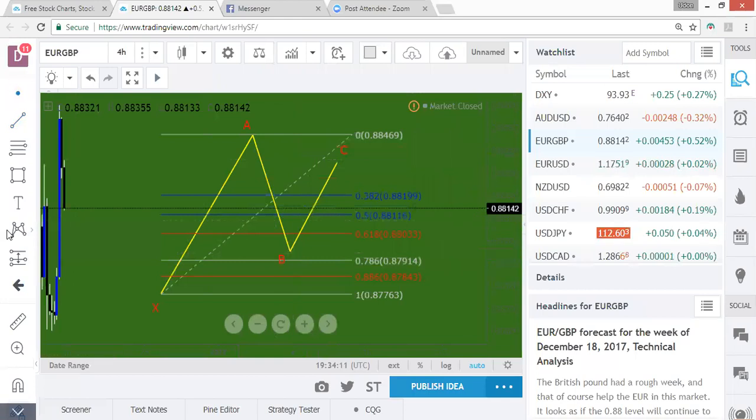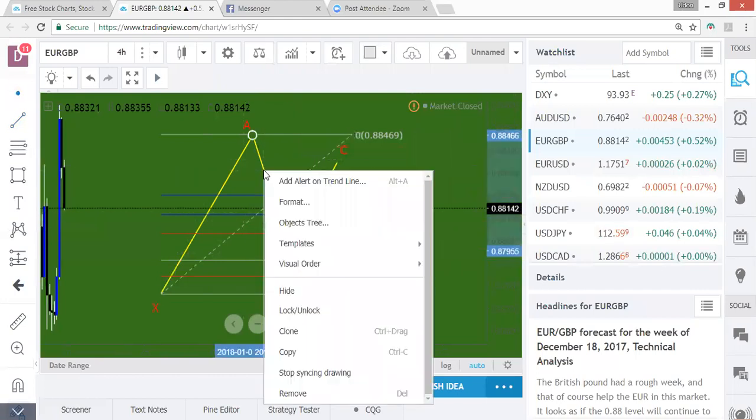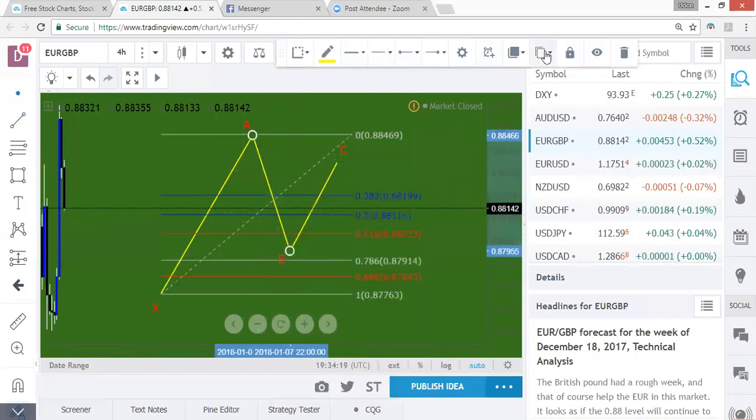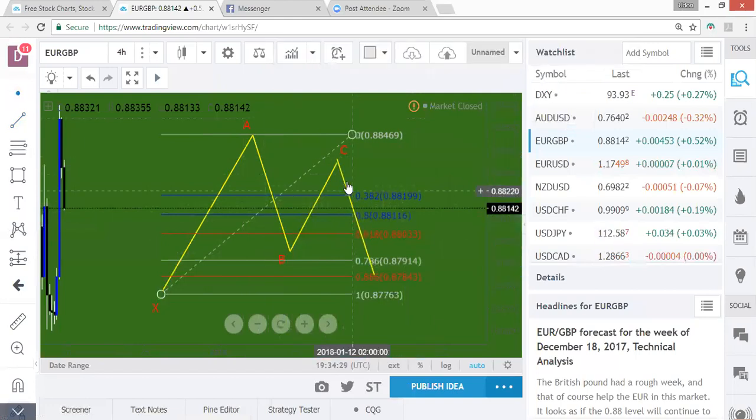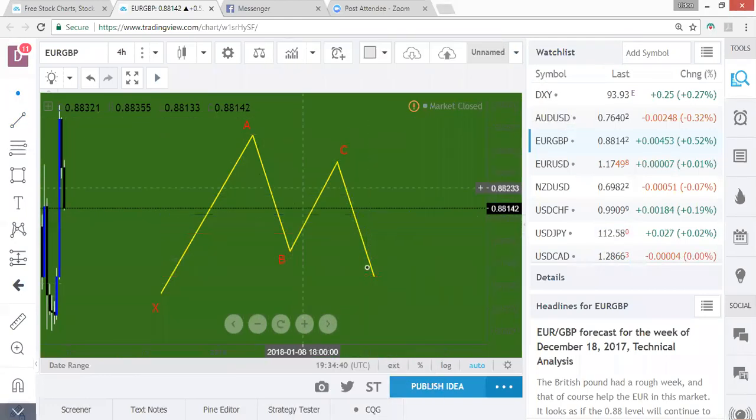Now, again, we're looking for an AB equals CD move to complete our pattern. This means that we would clone our AB move. We tag it all the way to our C move. And this is how we get our D. This is how we would project for our D move to complete. Once we've cloned our AB move, we go from X to A with the Fibonacci retracement.